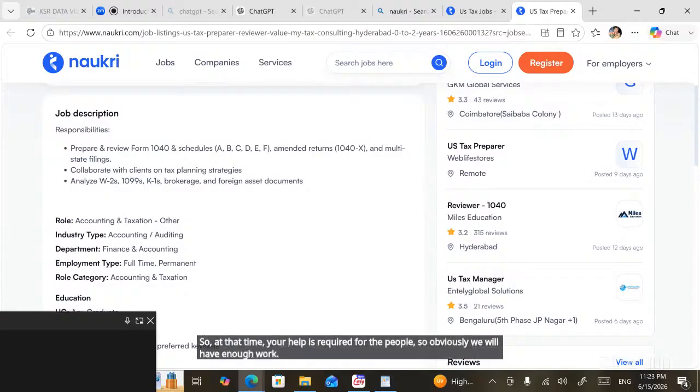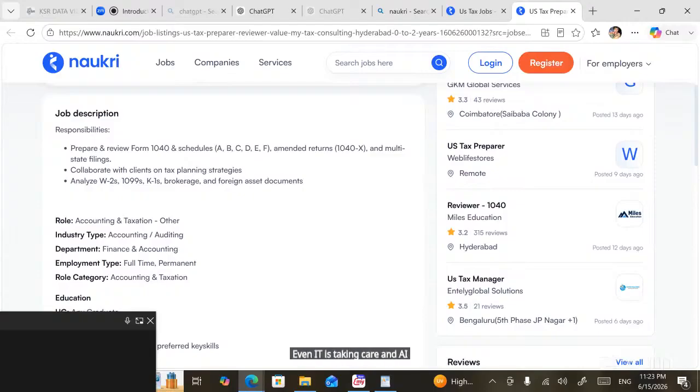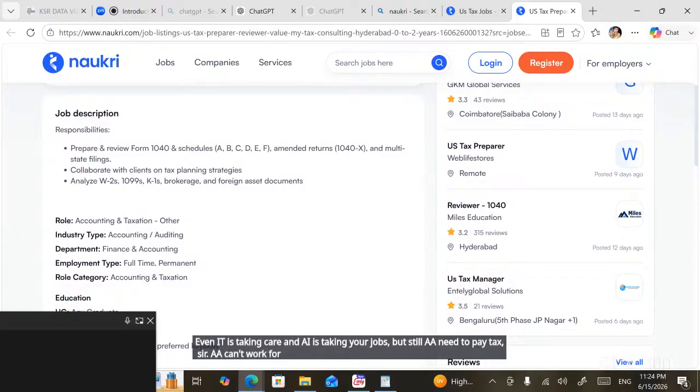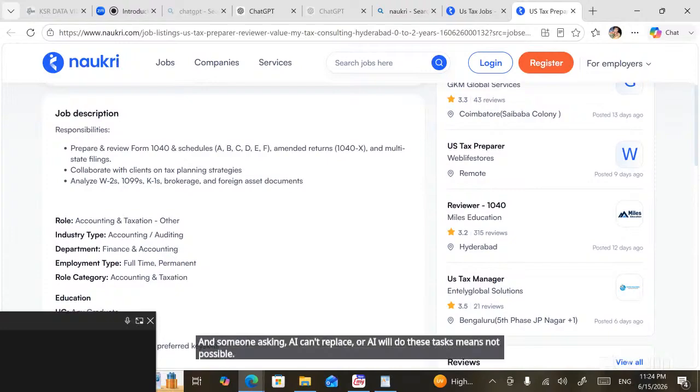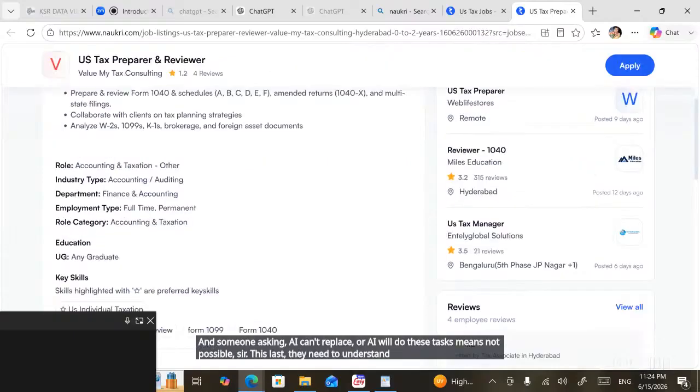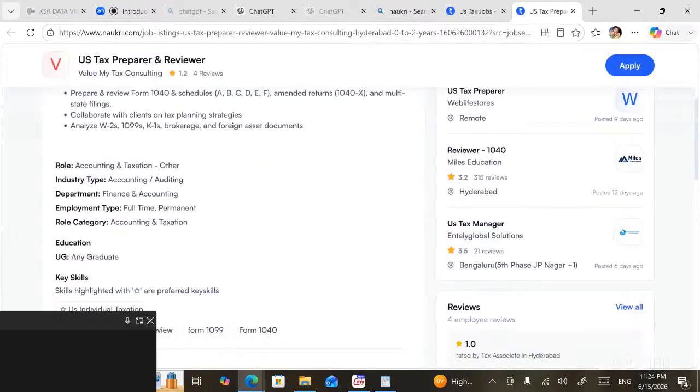Even though IT is taking care and AI is taking jobs, still AI needs to pay tax, sir. AI can't work for free, right? The AI companies need to pay tax, right? So we will have a demand for that. And someone asking if AI can replace or AI will do this task, it's not possible, sir. They need to understand this last point. It may help you, but it can't replace you. Because signing authority is important here.